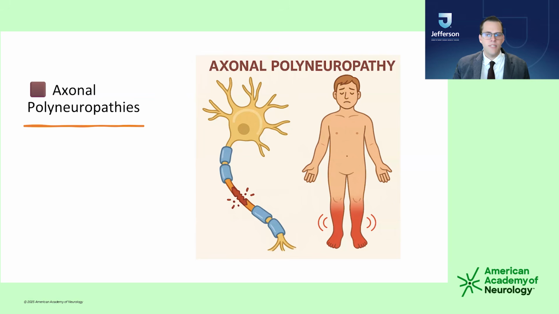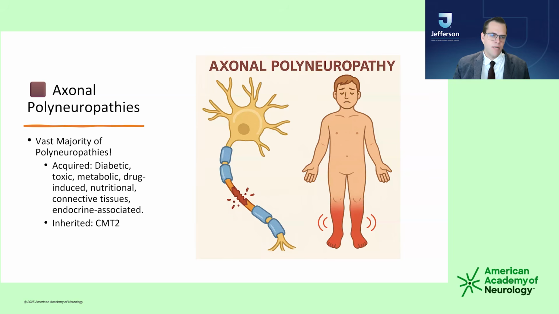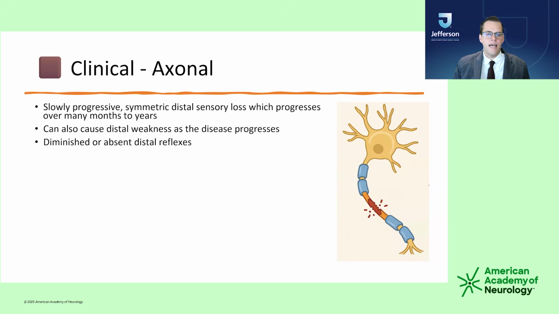So for axonal polyneuropathies, a vast majority of polyneuropathies are axonal, which mostly are acquired, such as diabetes, metabolic, and nutritional causes. But there are some inherited ones. The most common is CMT2, or Charcot-Marie-Tooth type 2. Axonal neuropathies are usually slowly progressive, with symmetric distal sensory loss, which progresses over many months to years. It can also cause distal weakness as the disease progresses, and you'll have diminished or absent distal reflexes.